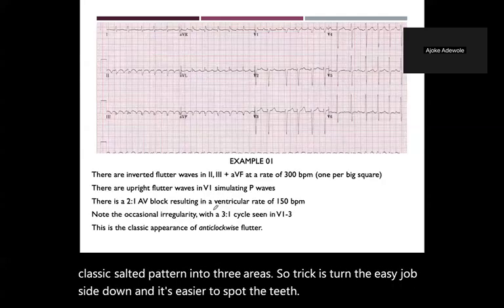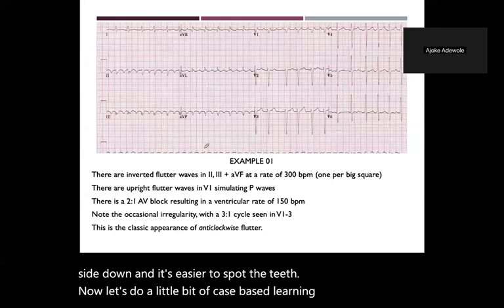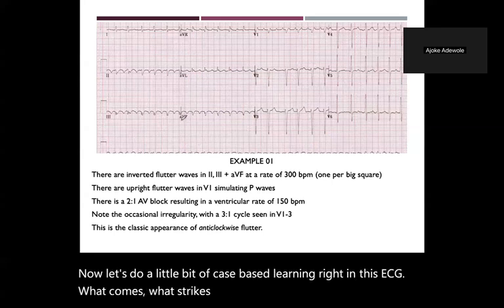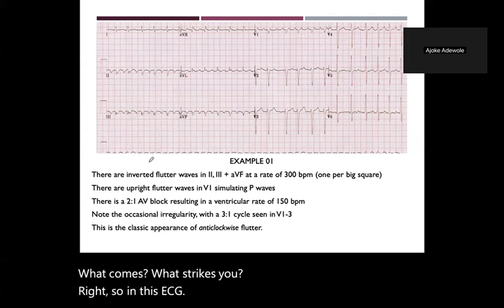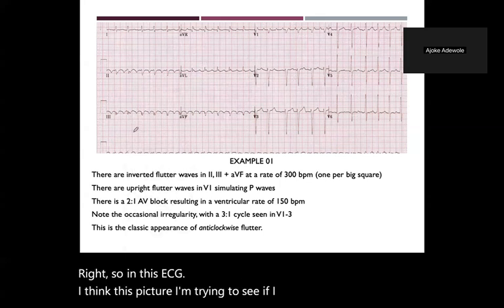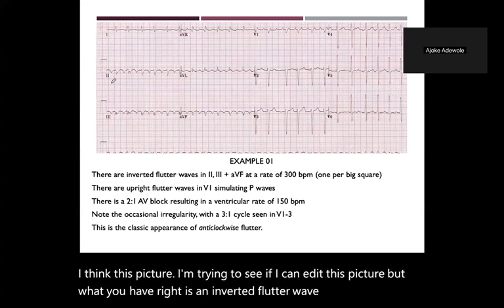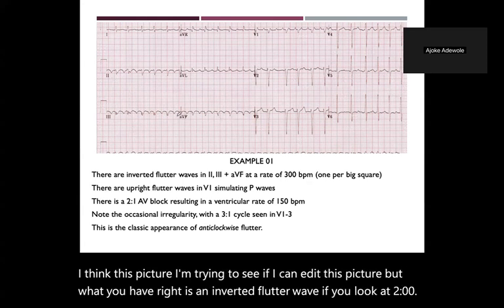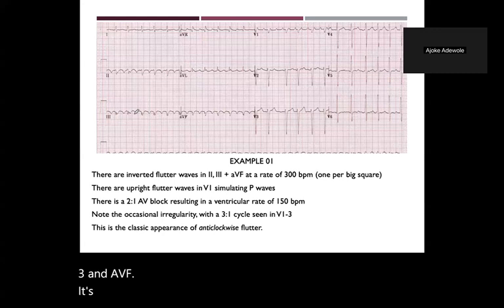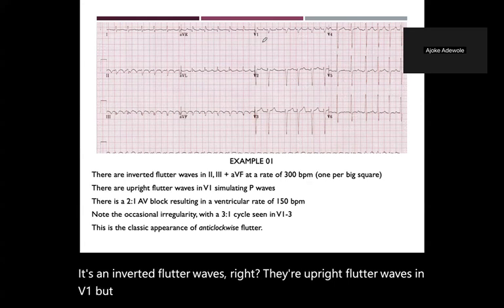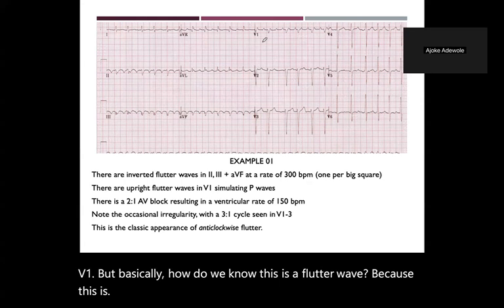Now let's do a little bit of case-based learning, right? In this ECG, what strikes you? I'm trying to see if I can edit this picture. But what you have is an inverted flutter wave. If you look at II, III, and aVF, they are inverted flutter waves, right? There are upright flutter waves in V1, but basically, how do we know this is a flutter wave? Because this is classic anti-clockwise flutter, right?